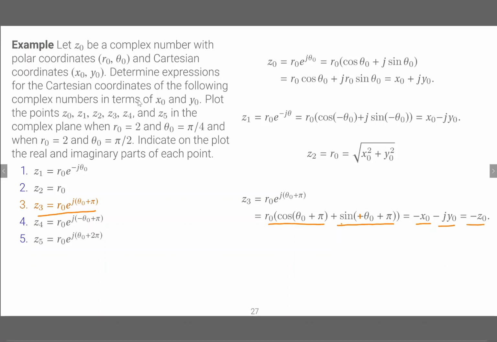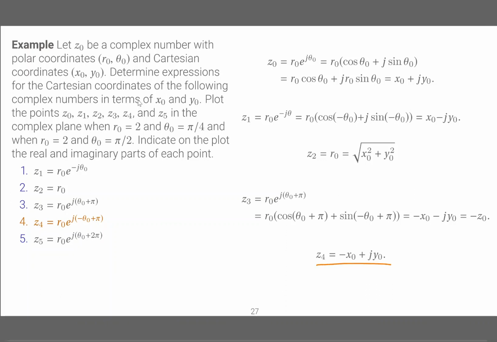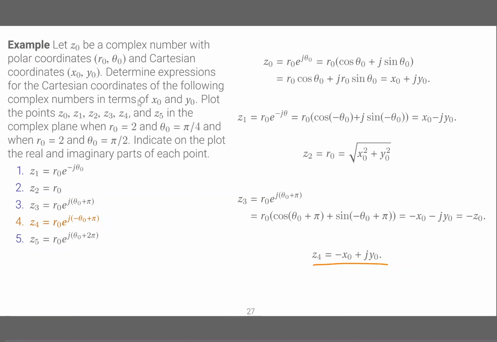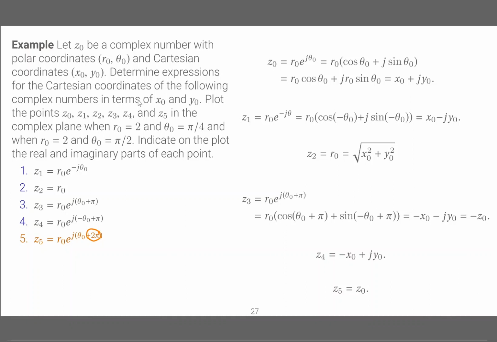Then we have item number 4. Z4 equals R naught e to the power of j (minus theta naught plus pi). Using the same reasoning, you can write that as minus x naught plus jy naught. And then finally Z5. Now it's just a 2 pi change in the angle. So cos(theta naught plus 2 pi) and sine(theta naught plus 2 pi) are equal to cos theta naught and sine theta naught respectively. So you have Z5 equals Z naught.